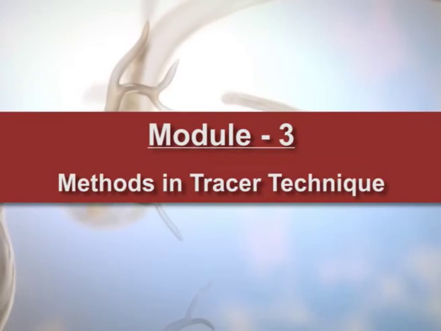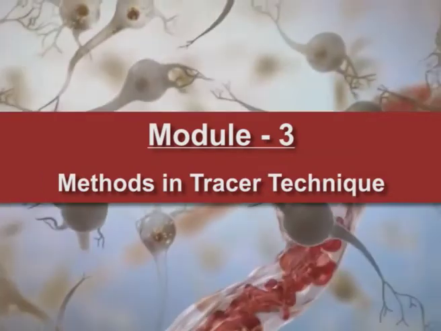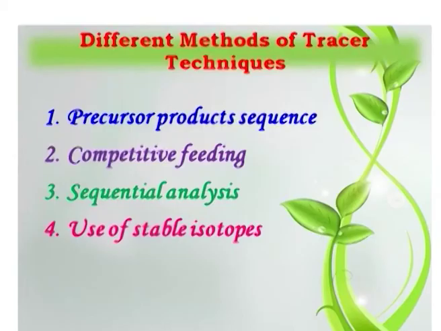Now let's move ahead to our next module, which is about different methods used in the tracer technique. Module 3, methods used in the tracer technique. There are 4 different methods generally used for the elucidation of biosynthetic pathways: first, precursor product sequence; second, competitive feeding; third, sequential analysis; fourth, use of stable isotopes. Now we move towards each method one by one.